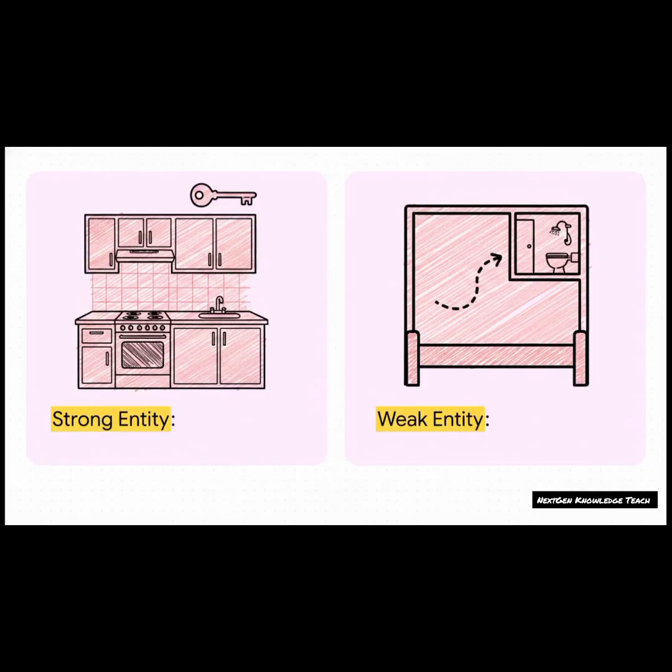This leads to a really cool idea. Not all rooms are created equal. You've got strong rooms, or entities. Think of a kitchen. It has its own clear purpose and can stand on its own. It's got its own address. And you have weak entities. This is like an ensuite bathroom. It doesn't really make sense by itself, right? It totally depends on being attached to a bedroom to have any meaning. Its identity is tied to that stronger room.